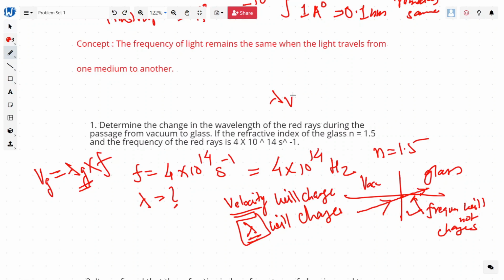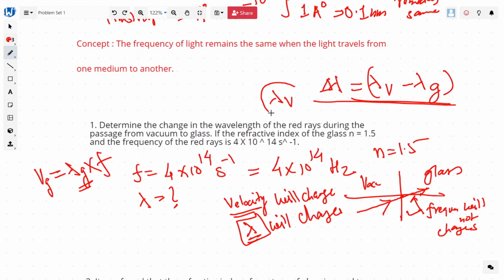Okay, now wavelength in vacuum, we know it's lambda V, and wavelength in the glass is lambda G, and we know that this one is greater than this one, so the change of wavelength is going to be lambda V minus lambda G, and this is what we have to find. So first let's try and find out this one, and then second we try and find out this one, which will be lambda G, Vg by f. And once we are able to find these two, lambda V and lambda G, we will be able to arrive at the result.